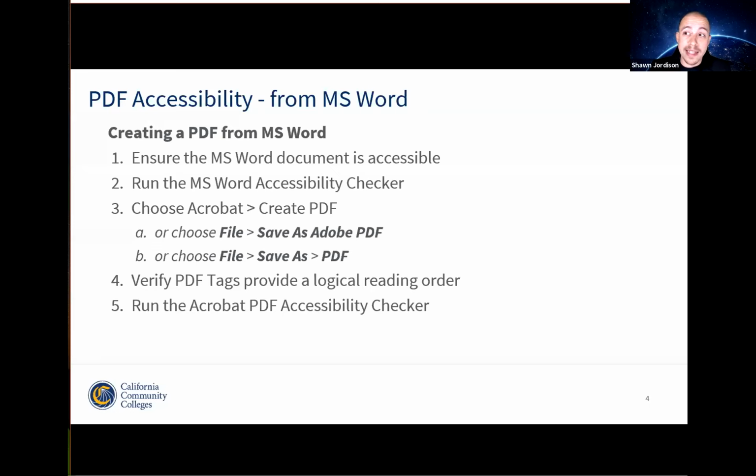So whenever possible, make sure that your Word document is accessible. You can run that Word accessibility checker. And it is important how you create the PDF. So best practice is to do a file save as Adobe PDF or use the Acrobat tab to create a PDF. This will ensure that your formatting is included in your document when it's converted to a PDF. Once you have that document in PDF, you want to verify that the tags are in a logical reading order. And then you can run the PDF accessibility checker to try to find any additional errors that may be within it.